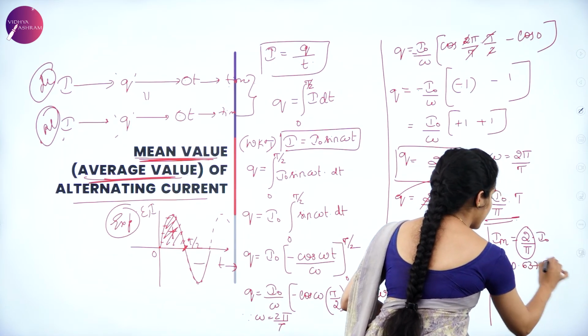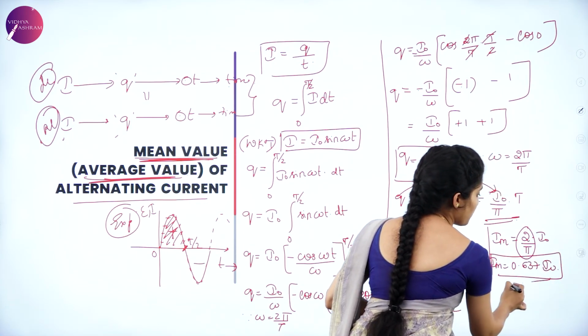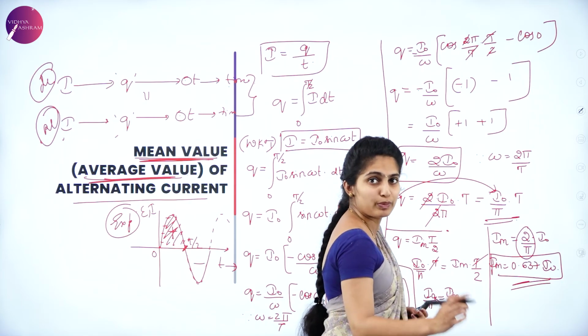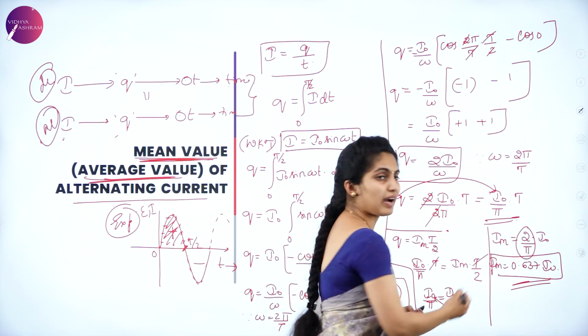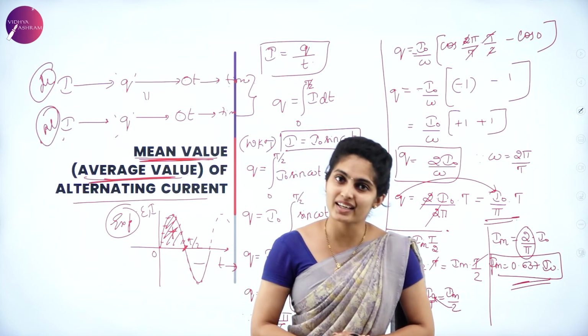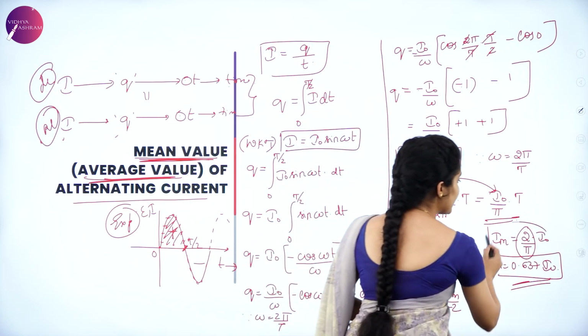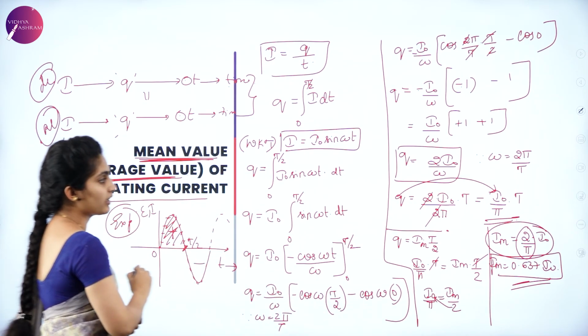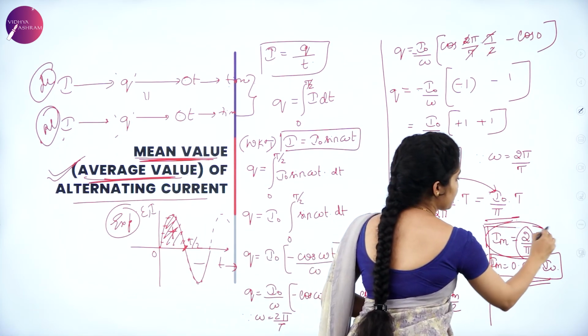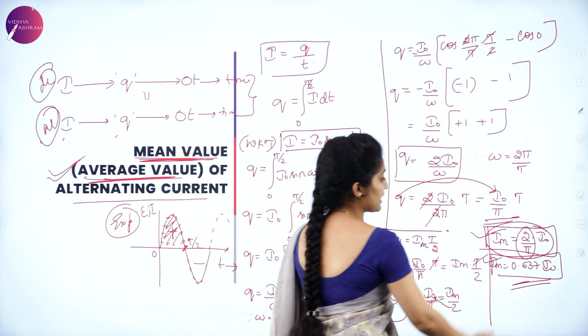2 by pi value is 0.637. So Im is equal to 0.637 into I naught, which means the mean value of the current is equal to 2 by pi times the peak value. This is the condition for the mean value or average value of alternating current. So this is what you have to remember, this as well as this equation.